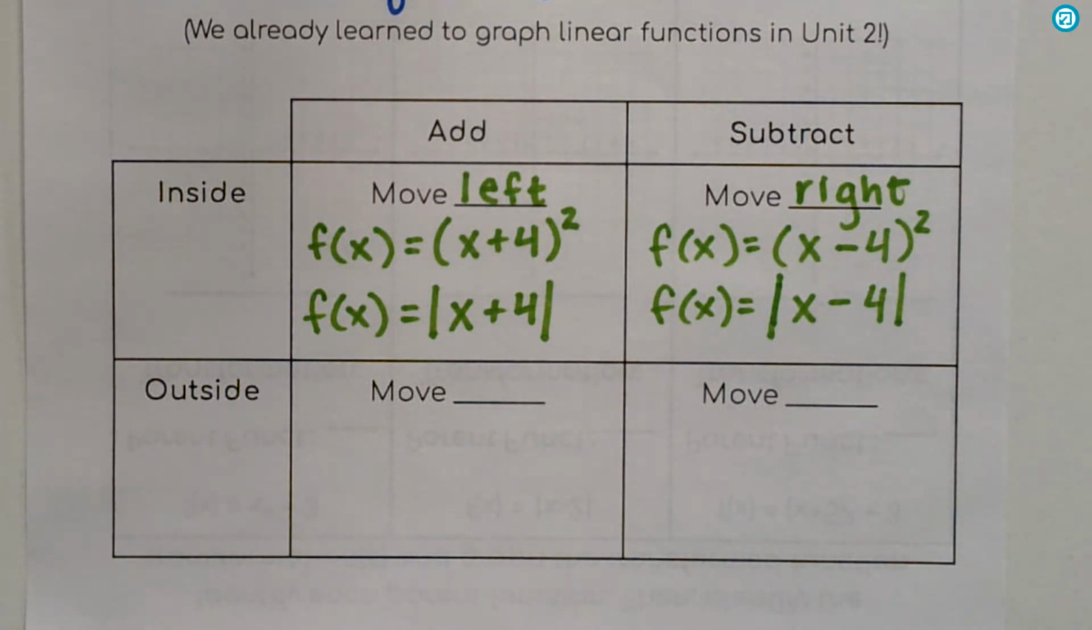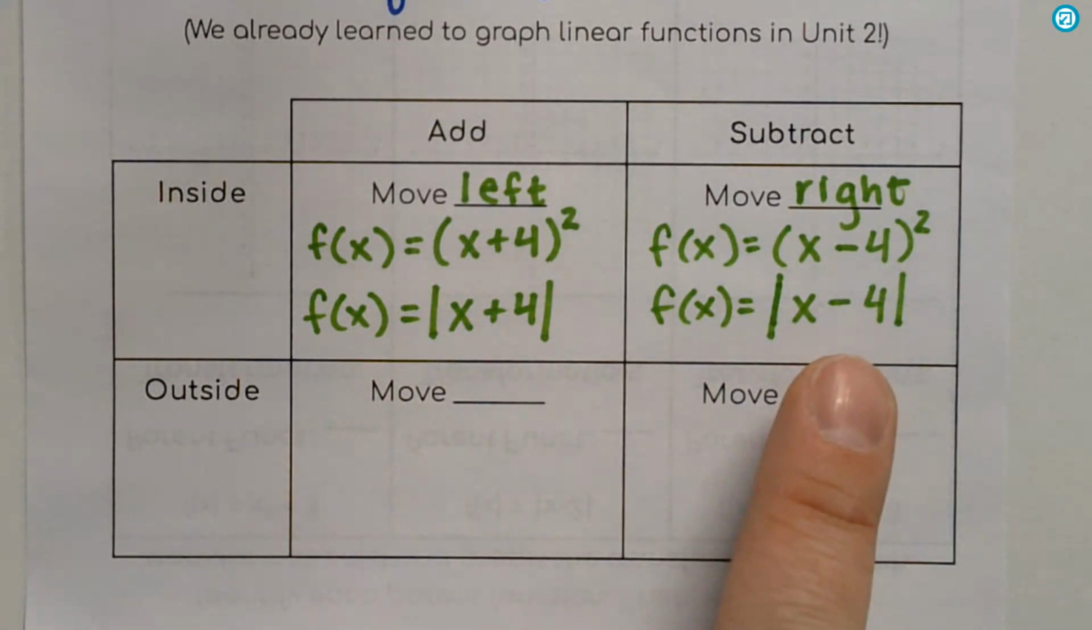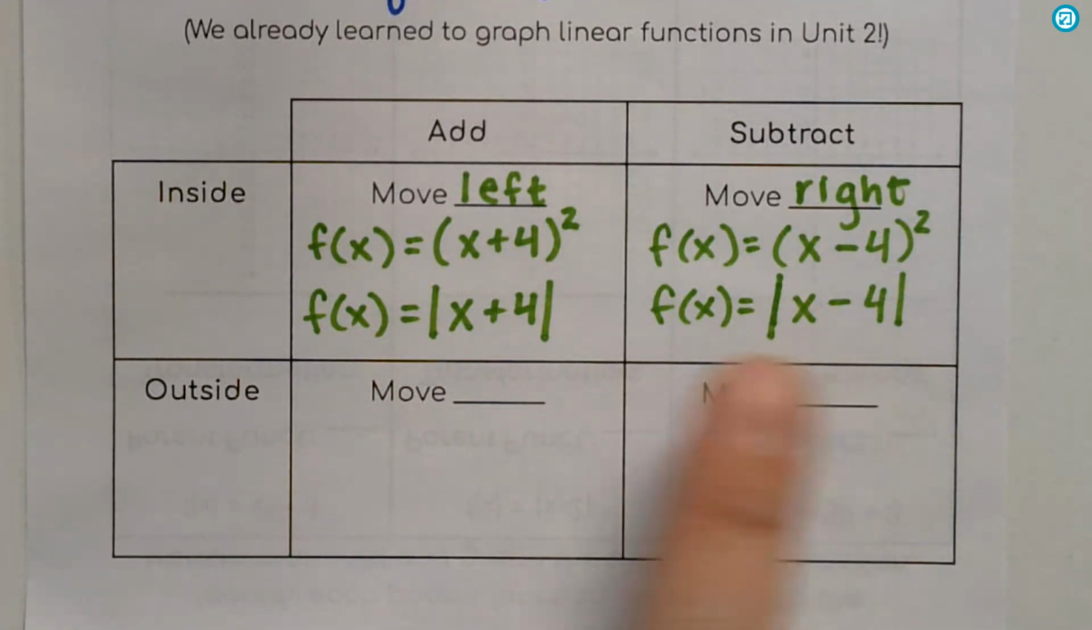So that is how you would move left or right. With these 2 random examples I put, this would mean you were moving left 4. This would mean you were moving right 4. But obviously, you could add or subtract a different number there. Grab a note sheet, please.